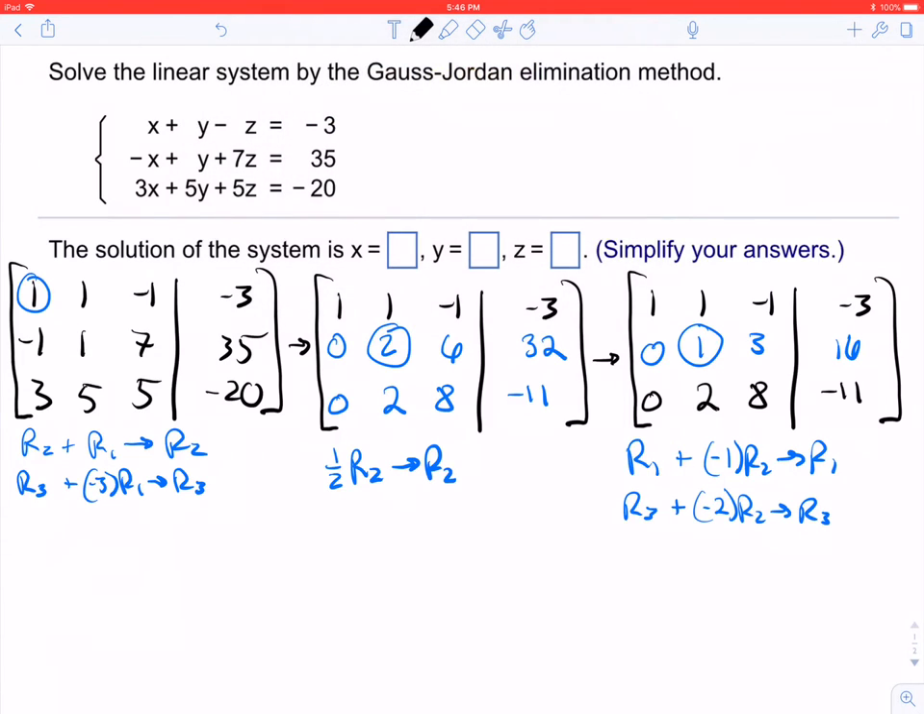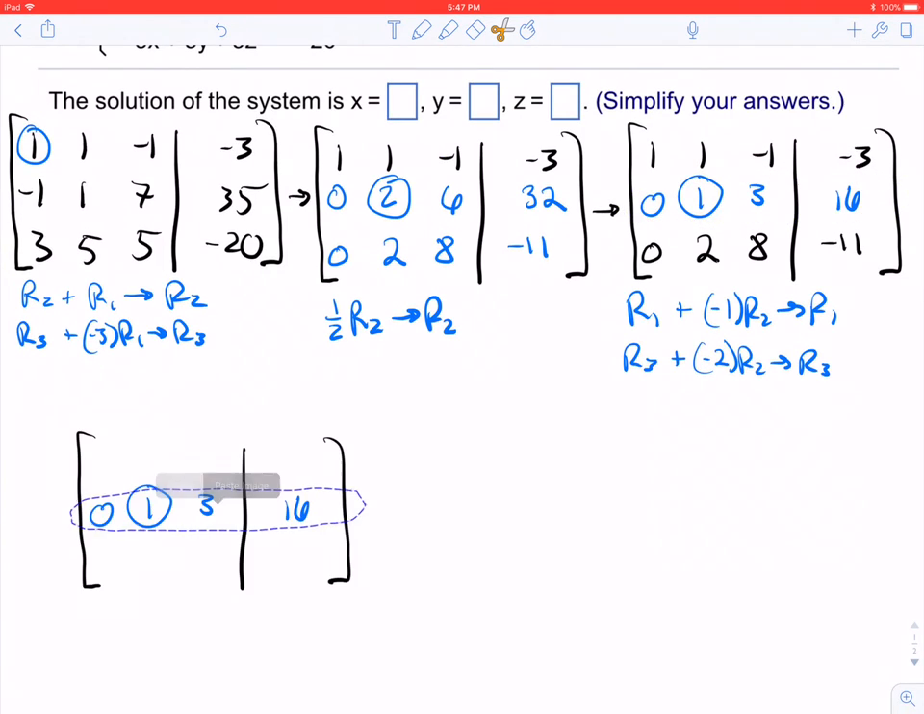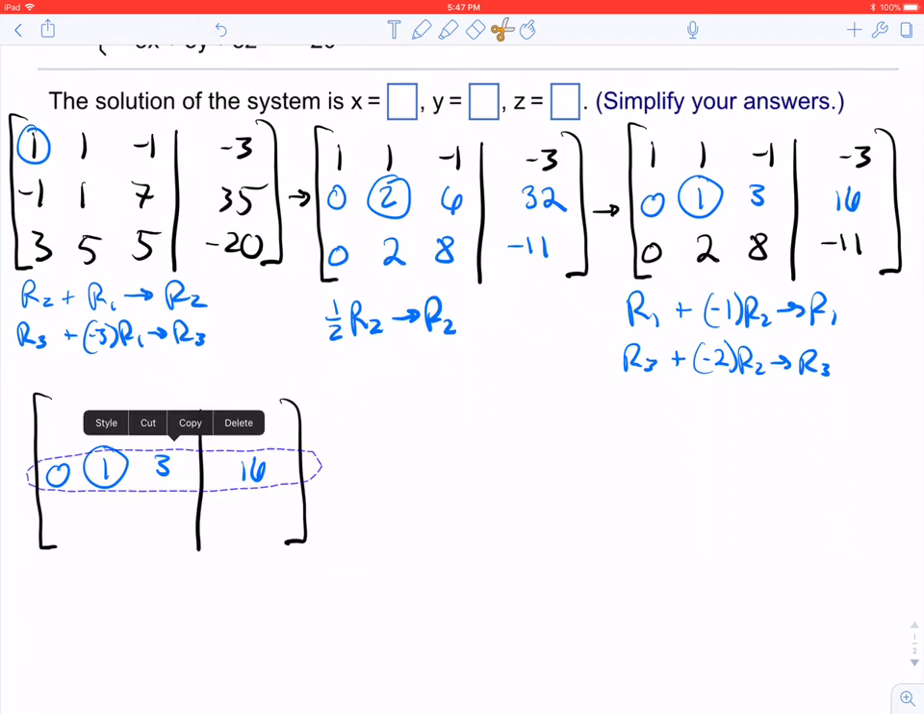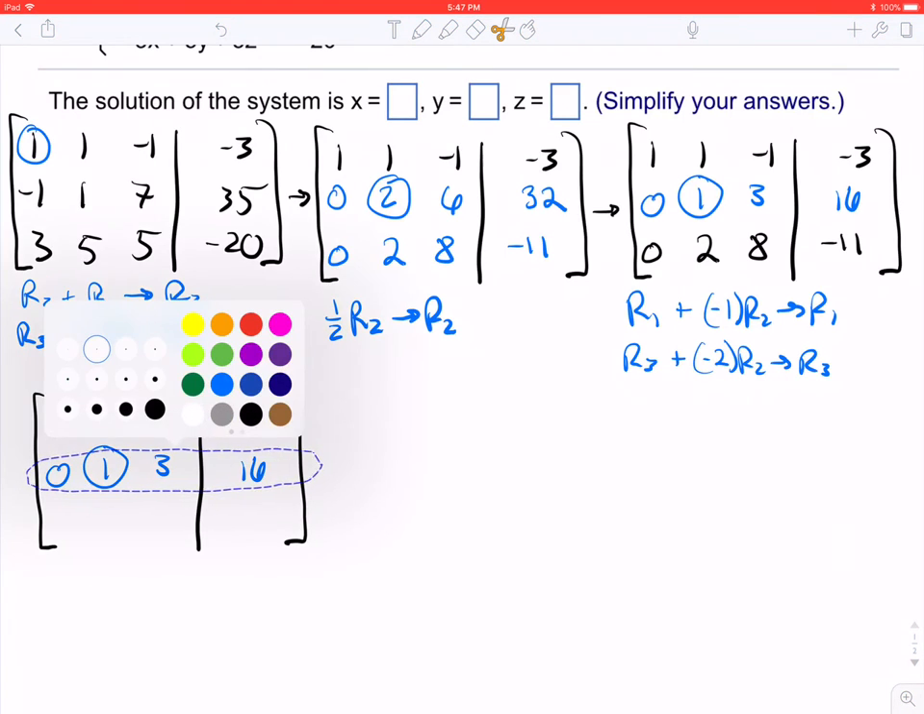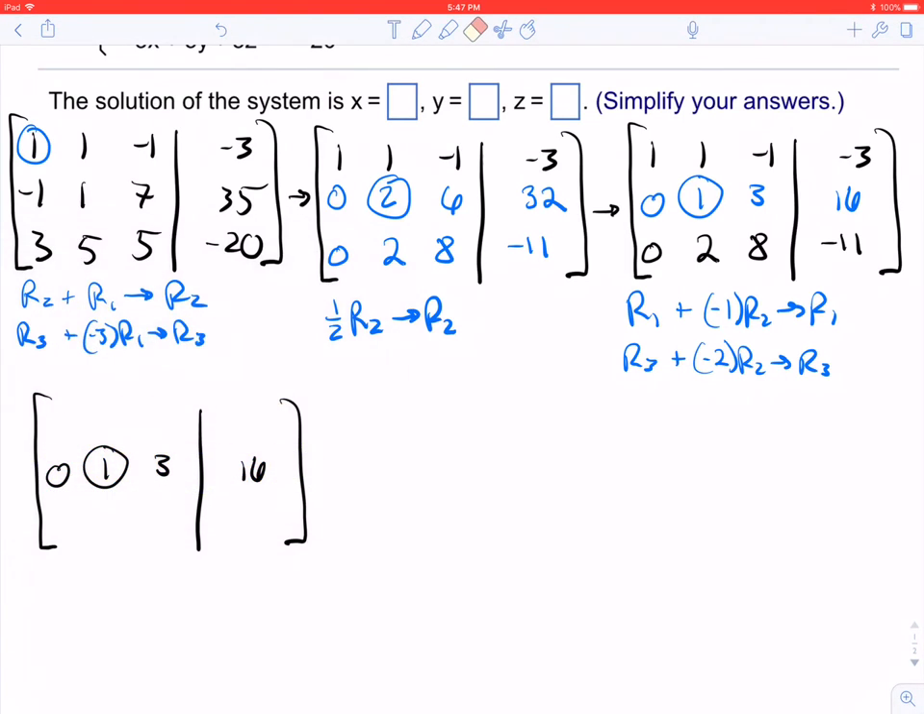Okay. So it looks like row 2 is staying the same, so I'm just going to rewrite that. And since I'm on this device, I can just copy and paste. Okay. And I want it all to be black. Then I want to get rid of this. All right.